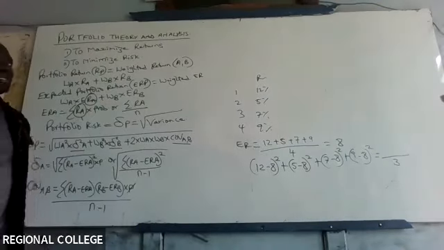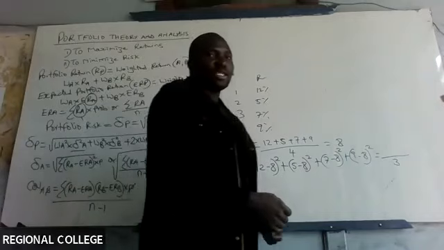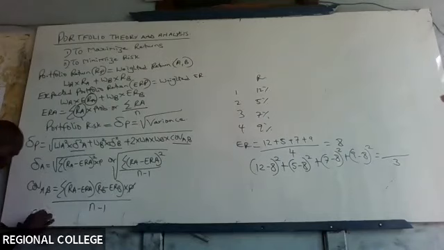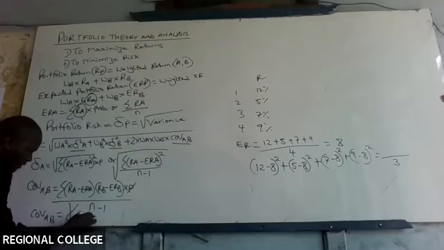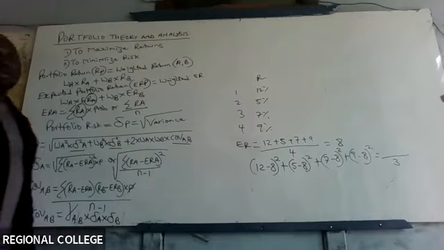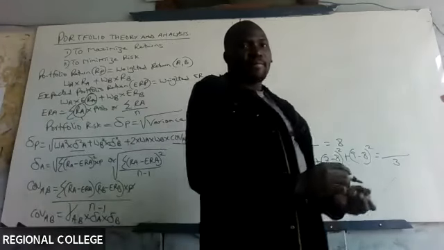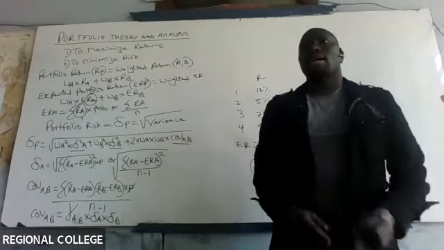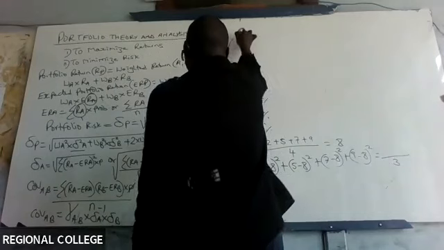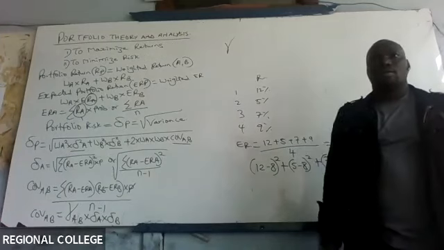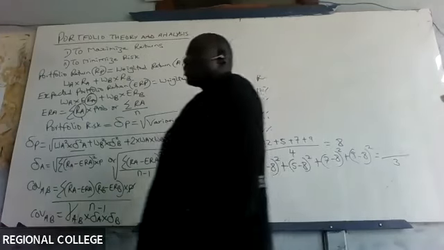Now alternatively, to get our covariance of AB, we can take the correlation coefficient of AB times the standard deviation of A times the standard deviation of B. So this one is the correlation coefficient. You can write R, that's okay, as long as we interpret R. That one stands for correlation coefficient.